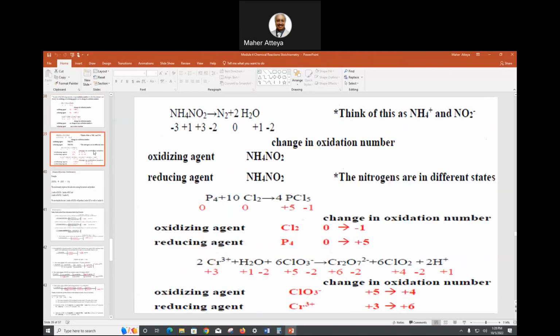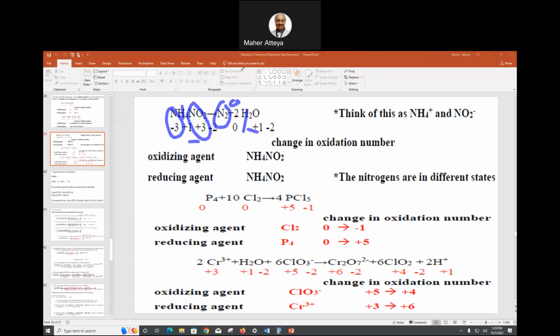So let's look at this. How about this one here? I gave you here nitrogen is -3. And there is another nitrogen that is +3. And here it goes to what? To 0. Hydrogen is +1, not changing, and hydrogen is +1, not changing. So you don't consider hydrogen.